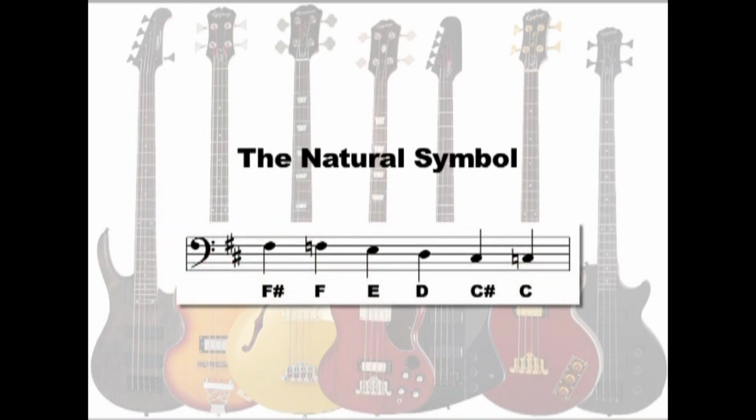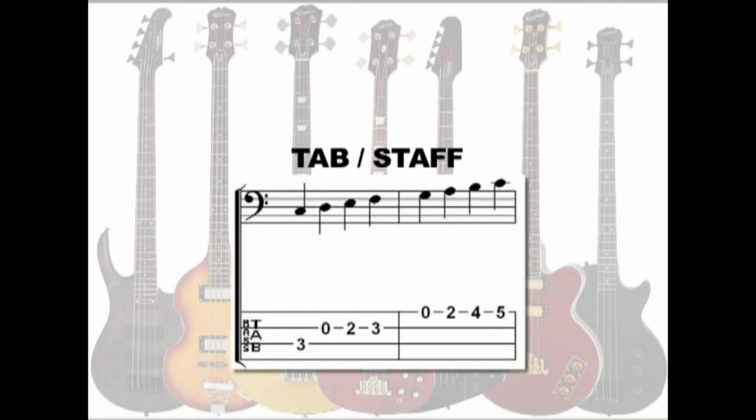When a sharp or flat note needs to be changed back to its original non-accidental state, a natural symbol is used. Most bass guitar music uses both tablature and staff notation, which allows you to choose which method of reading you would like to use.